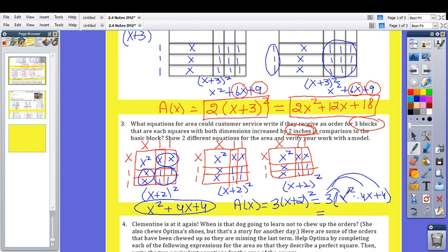If we are multiplying it inside, then it will be 3x squared and then 12x and 12. Okay, now let's continue.